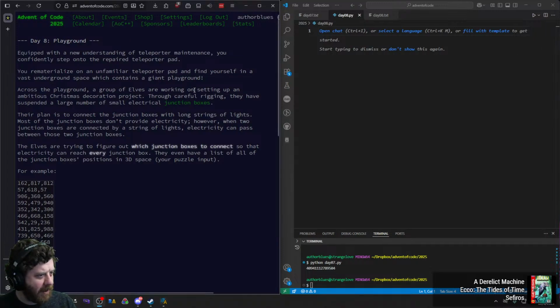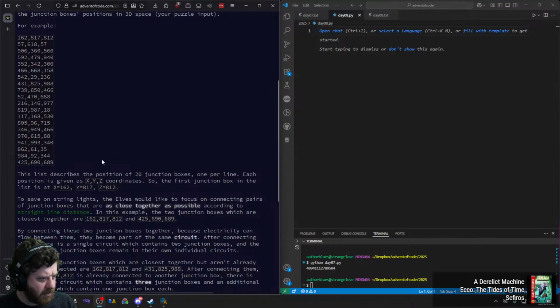Across the playground, a group of elves are working on setting up an ambitious Christmas decoration project. Through careful rigging, they have suspended a large number of small electrical junction boxes. Their plan is to connect the junction boxes with long strings of light. Most of the junction boxes don't provide electricity. However, when two junction boxes are connected by a string of lights, electricity can pass between those two junction boxes. The elves are trying to figure out which junction boxes to connect so electricity can reach every junction box. They even have a list of all the junction box positions in 3D space.